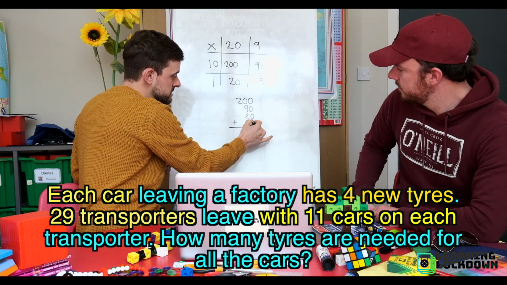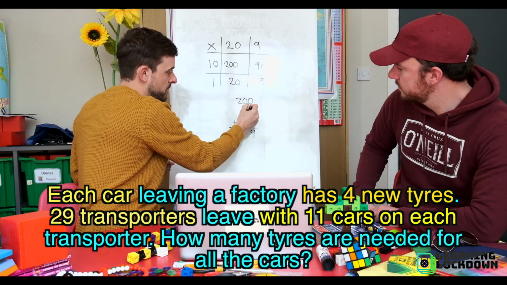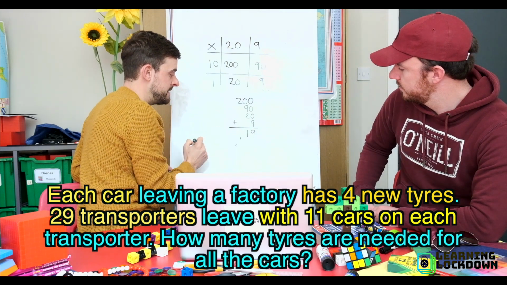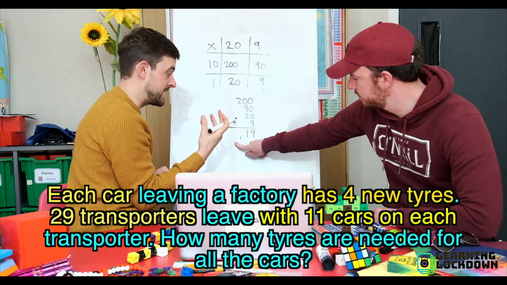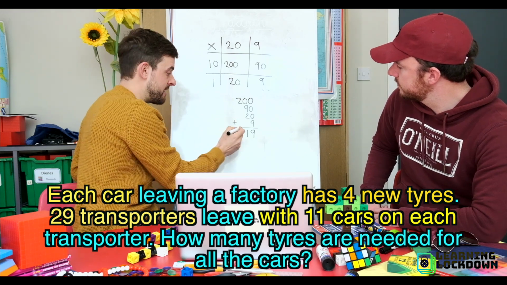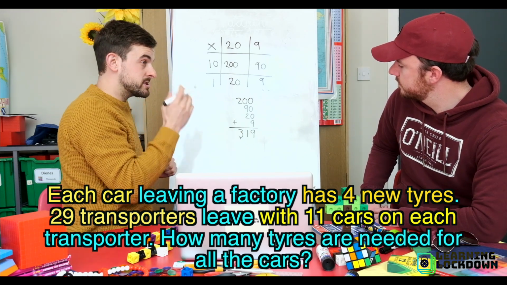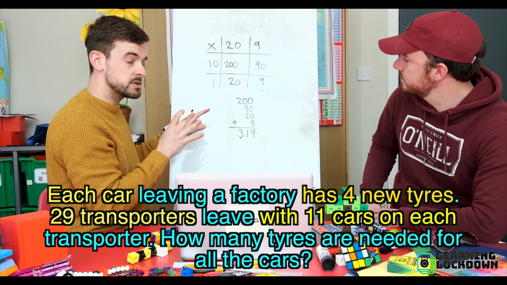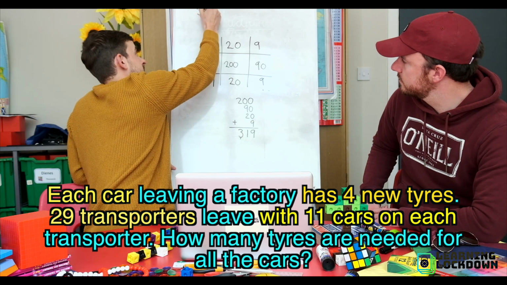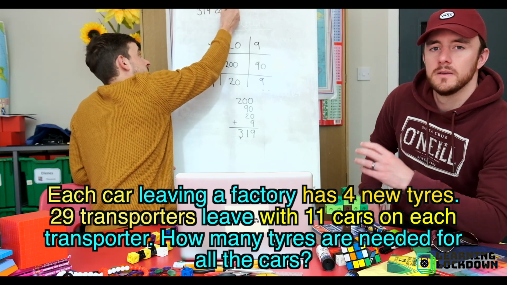We add up our 1s, which gives me 9 1s. We add up our 10s, it gives me 11 10s. So we place the 1 and we carry that 10 into the hundreds, because 10 lots of 10 is 100. And then we do 2 lots of 100, add that 1 that we've carried is 3. So altogether, 29 transporters and 11 cars in each of them, there are 319 cars.